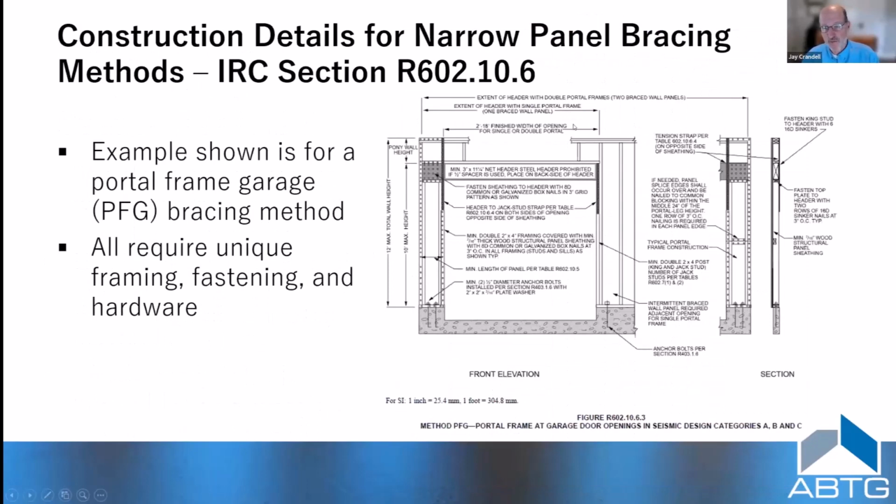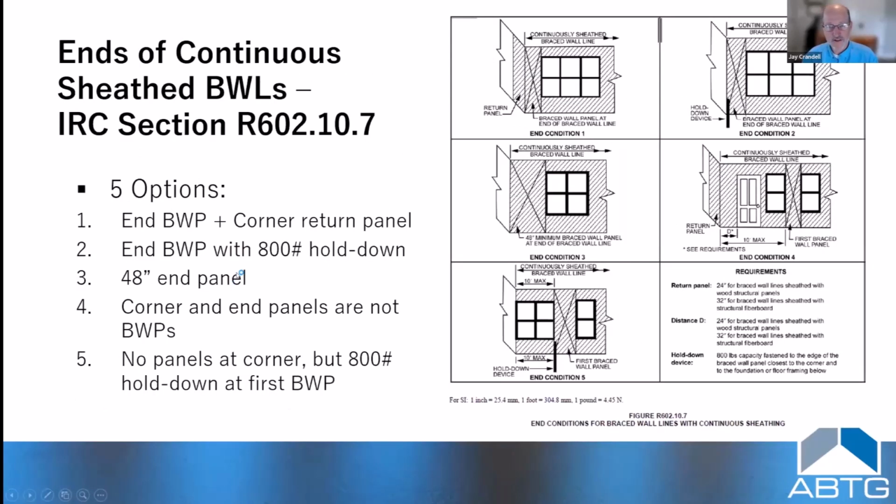Here's an example of some portal frame methods. Lots of fastening, sometimes some extra hardware depending on the method you're using and the strength you need and the width of panel that it allows you to get away with. But you have to follow those procedures found in this section of the code depending on which method you want to use. And I'll leave it at that.